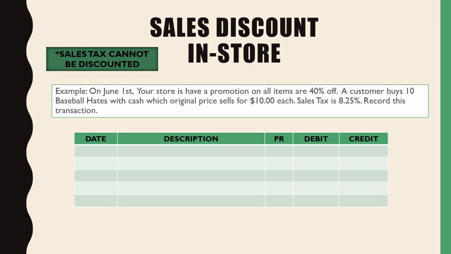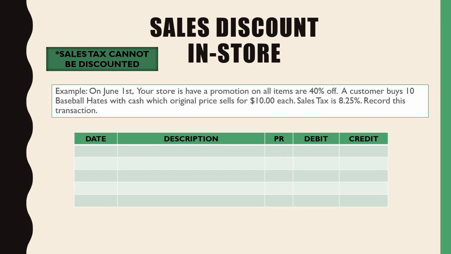So here, this example on June 1st, your store is having a promotional sale that all items are 40% off, okay? And a customer decides to buy 10 baseball hats with cash, where the original selling price for each hat was $10 each. In this case, sales tax is still 8.25%, and of course, let's go ahead and record this transaction, okay?